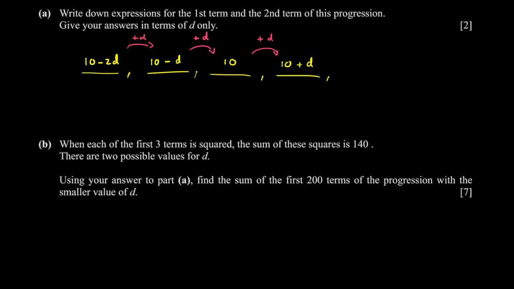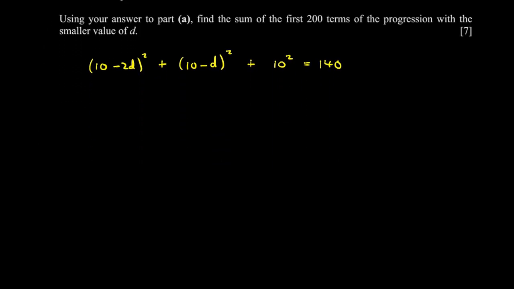So let's just write that down. 10 minus 2d all squared plus 10 minus d all squared plus 10 squared is equal to 140. All right, so let's expand that. So expand the bracket, that'll be 100. So you get minus 20d doubled is minus 40d plus 4d squared plus 100 minus 10d doubled, so minus 20d plus d squared plus 100 is equal to 140.